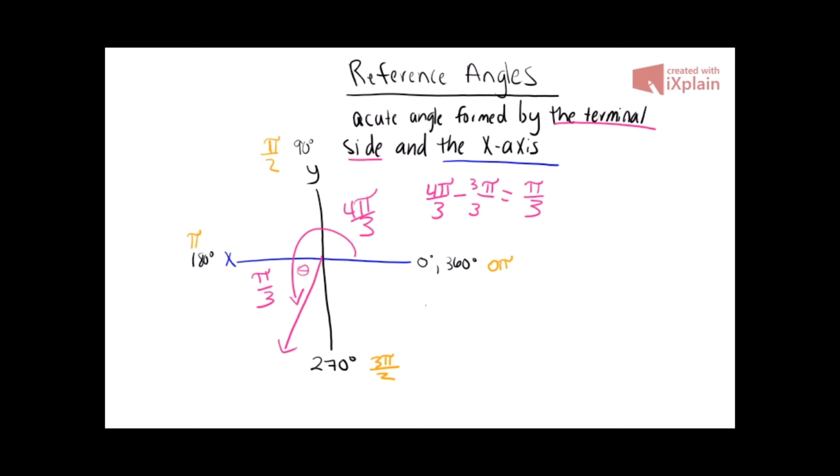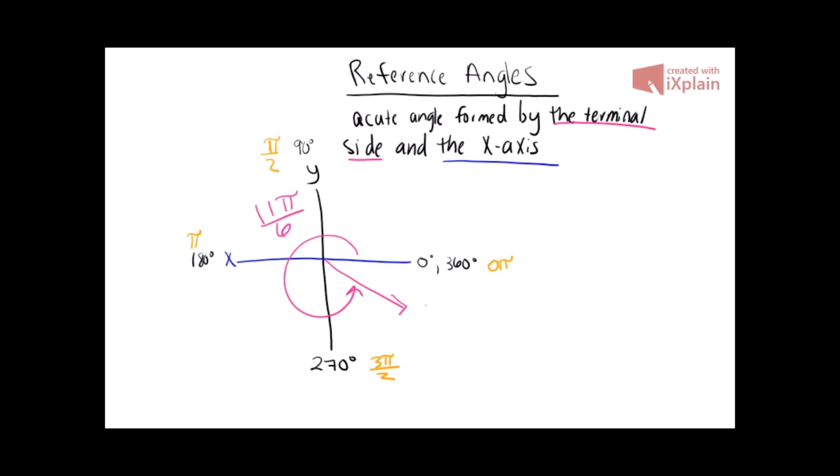Let's try a couple in quadrant 4. Let's try 11 pi over 6. So 11 pi over 6 is almost to 2 pi. So we're looking for this theta. So 0 pi we can also think of as 2 pi, just like we can also think of 0 degrees as 360. So if half a circle is pi, a full circle is 2 pi. So we're almost to 2 pi.